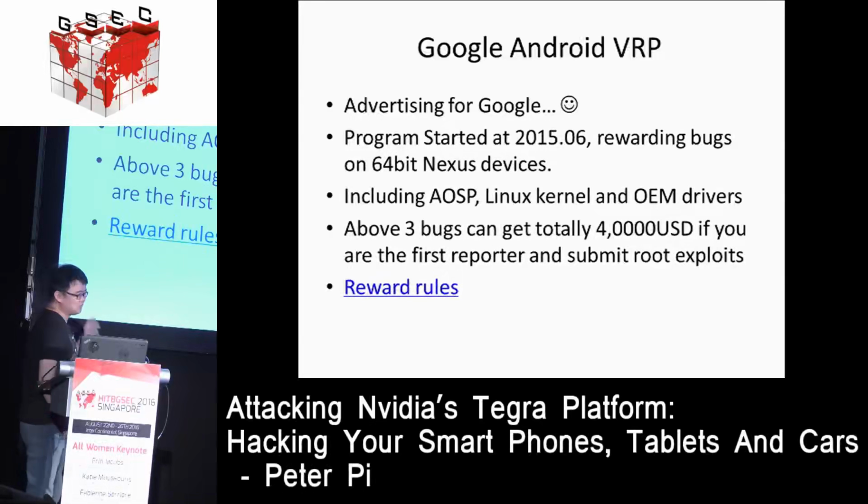Allow me to do some advertisement for Google. Google started Android vulnerability reward program in June 2015. It now rewards bugs of 64-bit Nexus device. Taking the 3 bugs above, for example, you can get $40,000 US if you are the first reporter and submitted 3 root exploits.